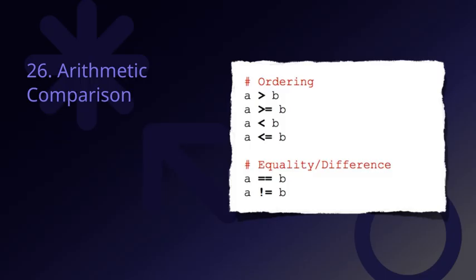These operators enable us to establish relationships between numbers and make logical decisions based on those relationships. Understanding arithmetic comparison is important because it connects directly to the overall theme of data evaluation. Whether we're filtering data, validating inputs, or controlling the flow of a program, these comparison techniques are foundational. They help us interpret data accurately and make meaningful choices based on that data.